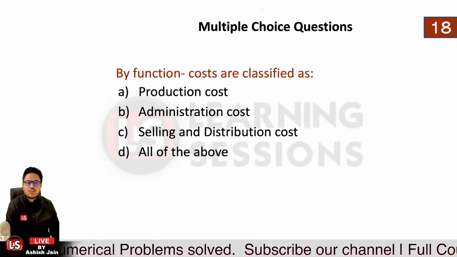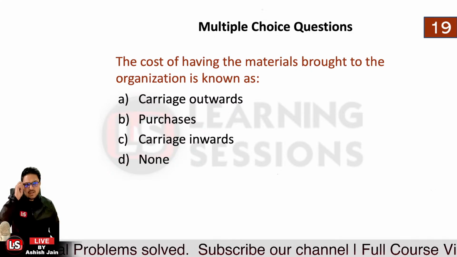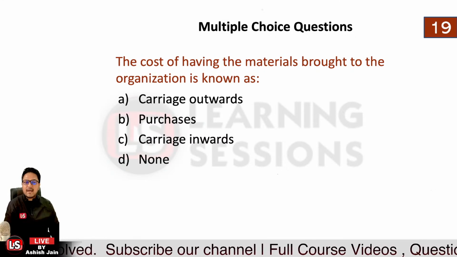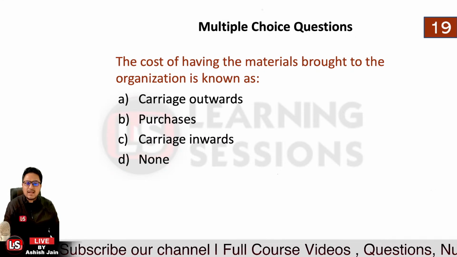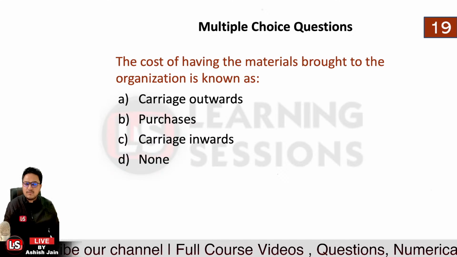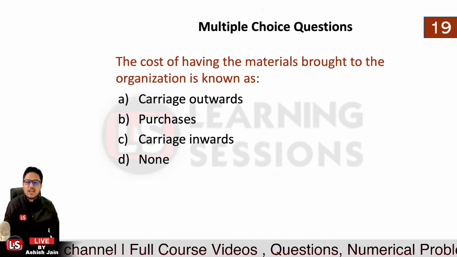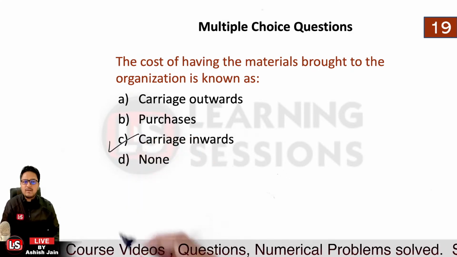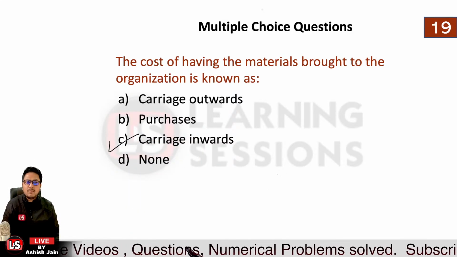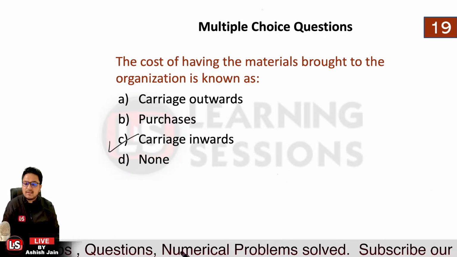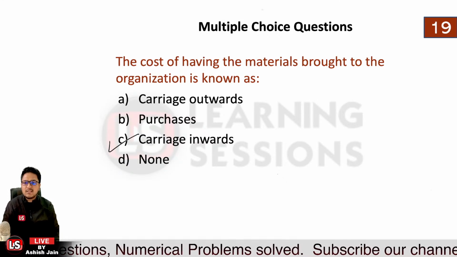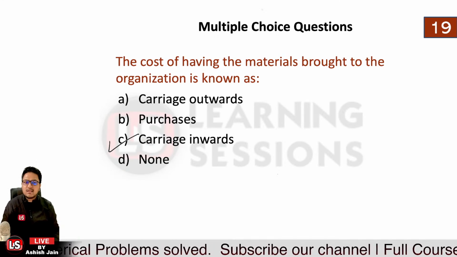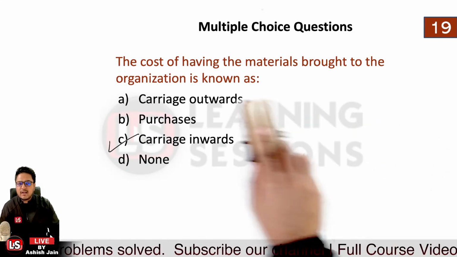Now let's move to the next question. Question number 19. The cost of having the materials brought to the organization is known as what? Carriage inward, purchases, carriage outward, none of the above. So it is carriage inward that we pay for. When you have brought the material to your premises, to the organization for manufacturing purposes, that is the carriage inward. So option C over here would be the right answer.